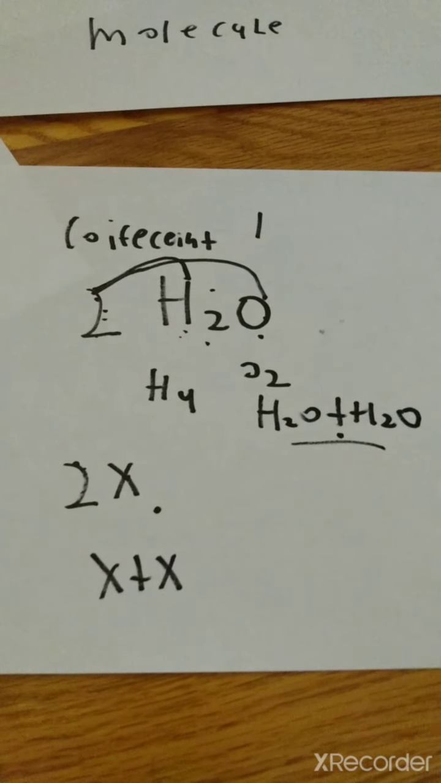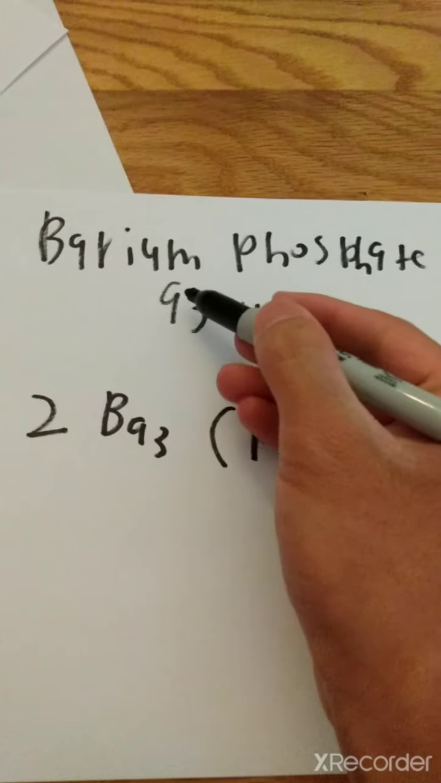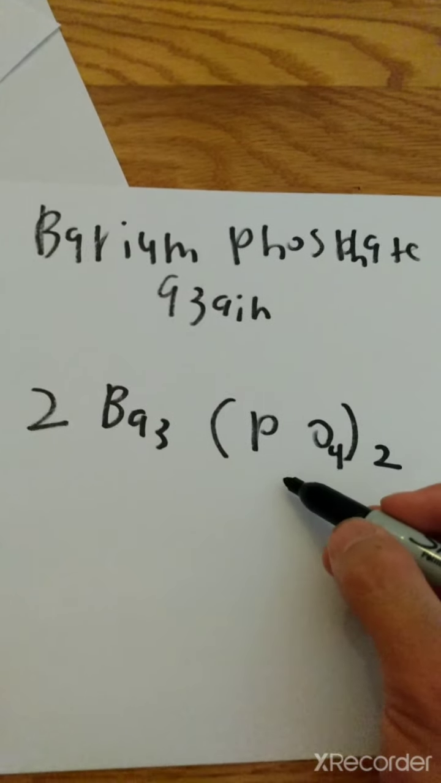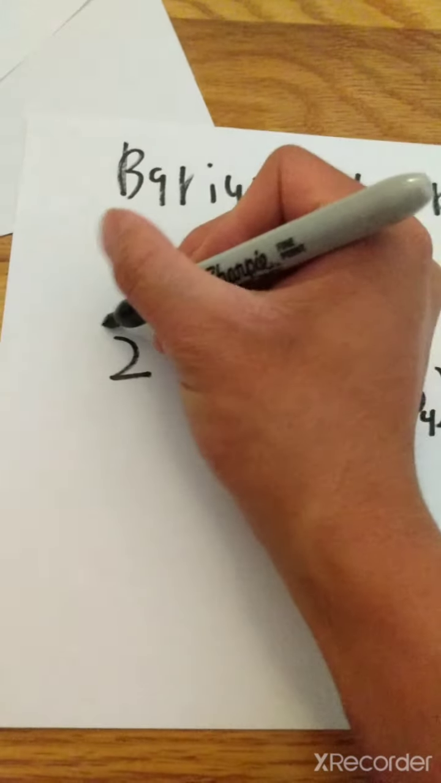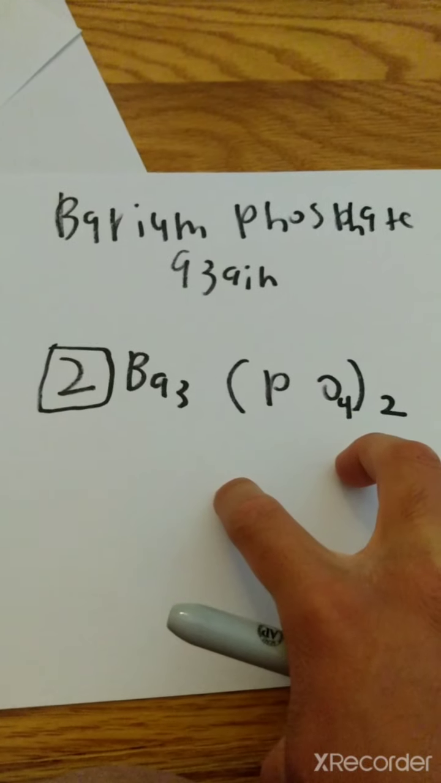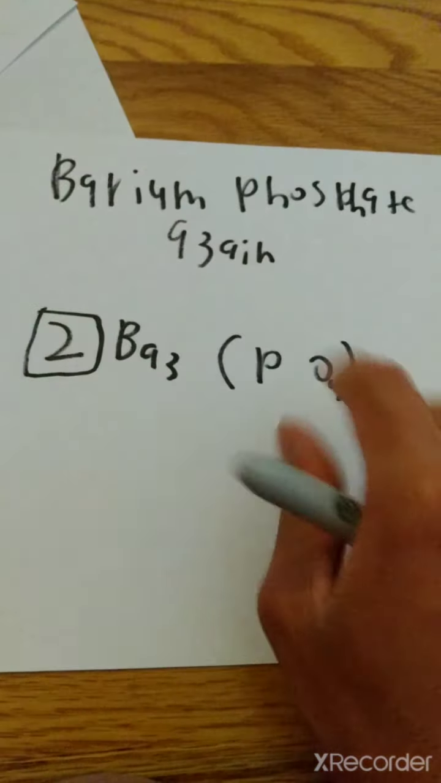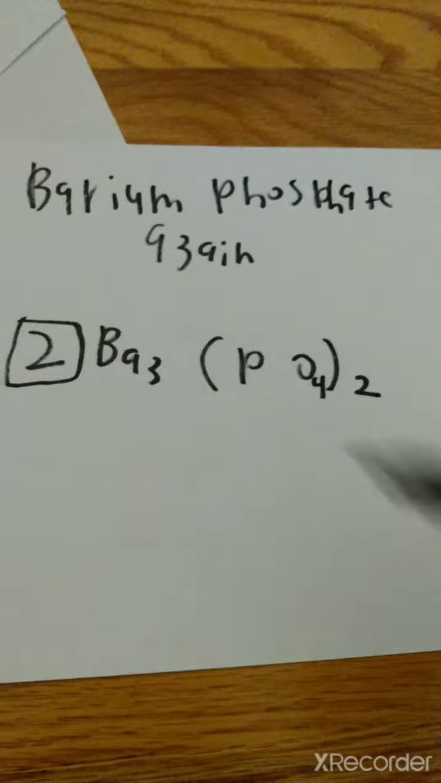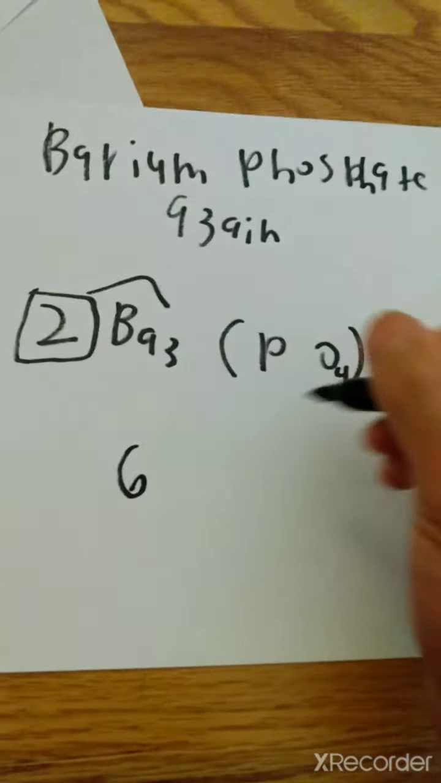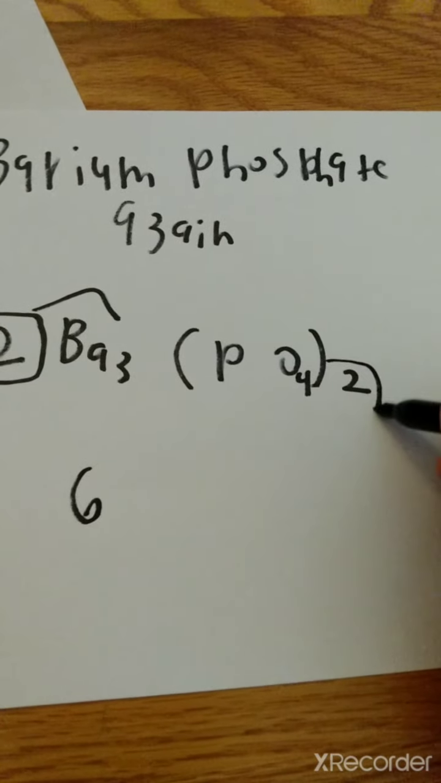Here is going to be our very last example in this video. So we have barium phosphate again. This is going to be the formula for barium phosphate. But since there is a number 2, that is telling us that there are 2 molecules of barium phosphate. So what we're going to have to do is multiply everything by 2. Like 2 multiplied by 3 is going to be 6. But wait, there are parentheses right here. And wait, there is another subscript over here.